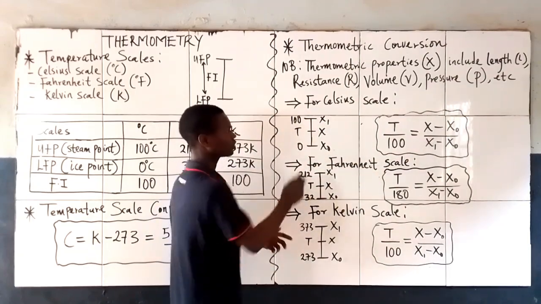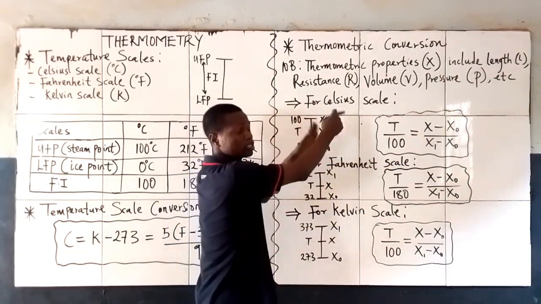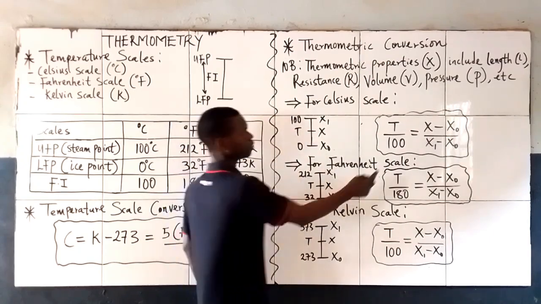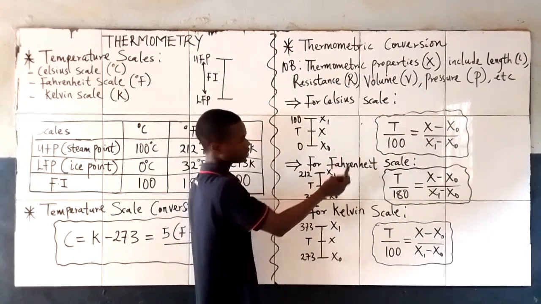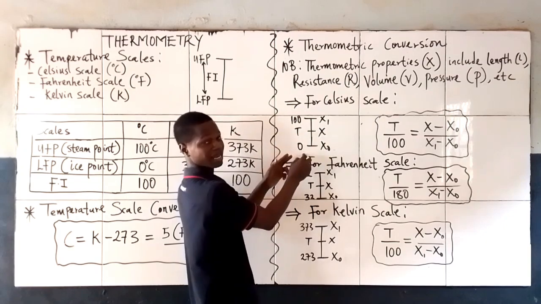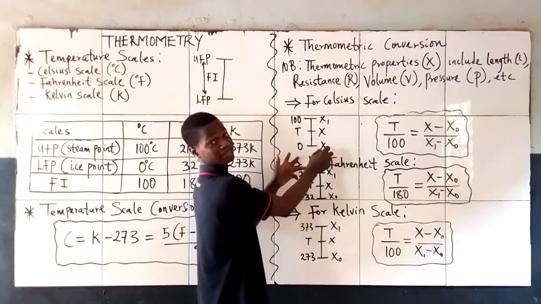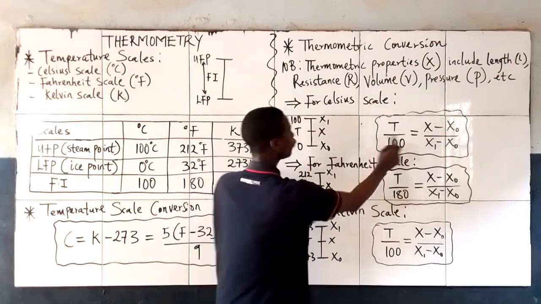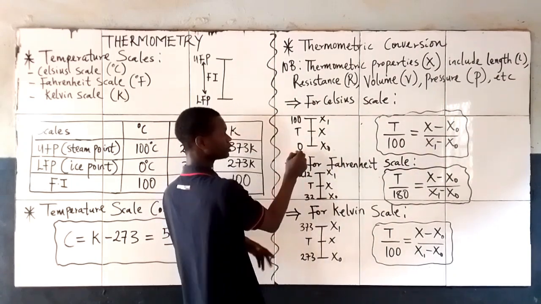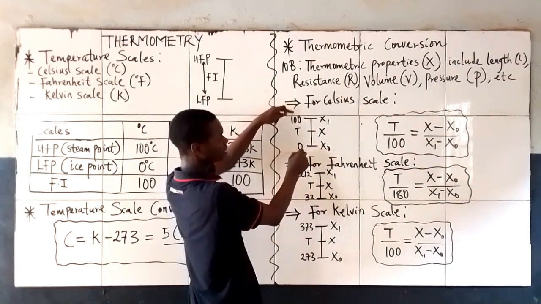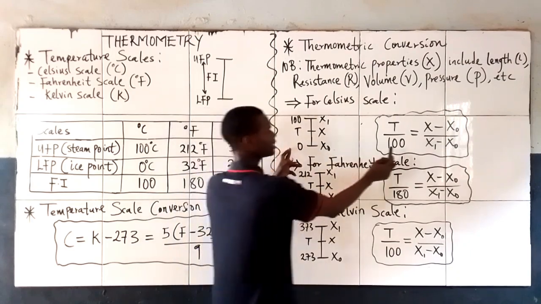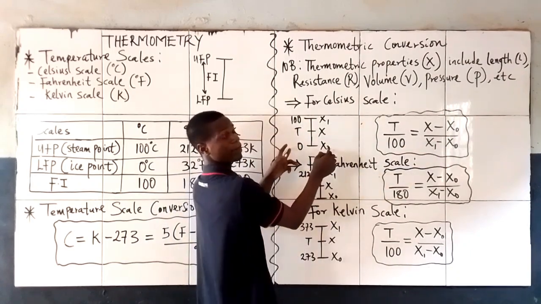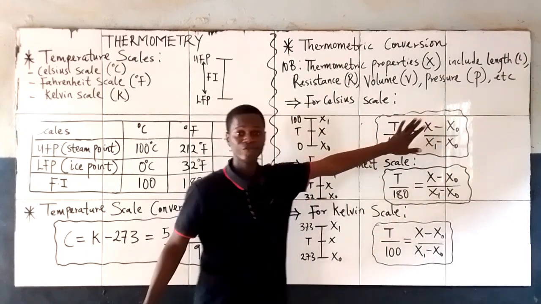It's simply saying whatever you are doing to this side, do that same thing to this side. So if I say T minus 0, what will I have? T. Is it not? So because I use second and last, I should also use second and last. So I'll say x minus x0. That's how we got it up. Over 100 minus 0. I said the third and the first. That gives me 100. Then I'll also say for the other side, x1 minus x0. That is how we got the formula.